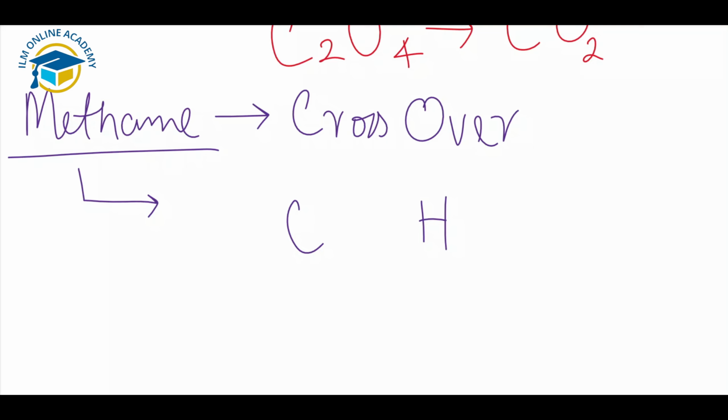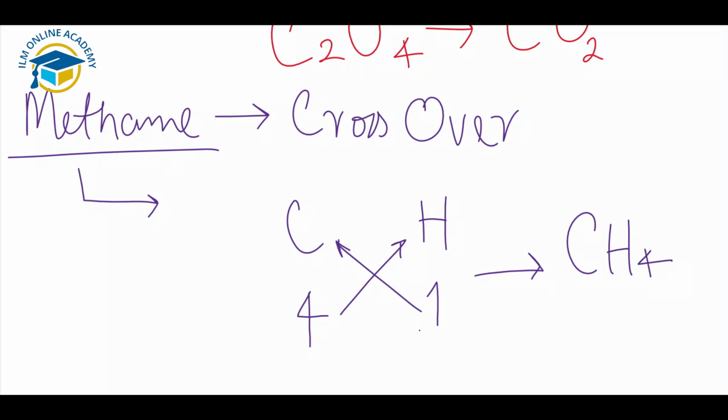After writing down the symbols for the elements, you have to write the valencies of the elements beneath their symbols. Carbon is present in group number 4, so carbon has the valency 4. Hydrogen is present in group number 1, so hydrogen has the valency of 1. After cross multiplying, you get the formula CH4. If necessary, you can simplify the ratio by dividing by the simplest whole number. So the formula of methane is CH4.